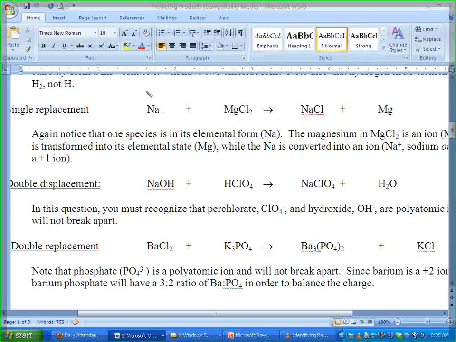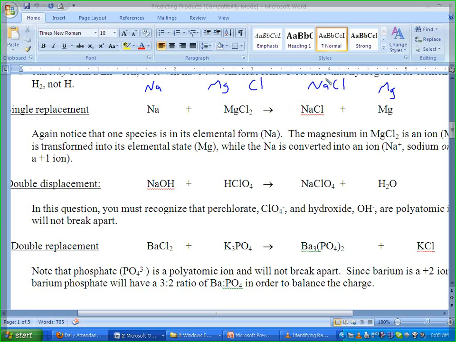Okay, the Na and magnesium. Now the Na, what's the charge? +1, and chlorine is -1. Magnesium is not a diatomic molecule, so we don't need to have Mg2. And since we have 1 of each, it's already balanced, or you could crisscross. That's how you get NaCl plus Mg.